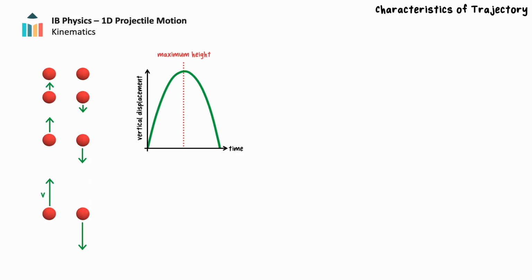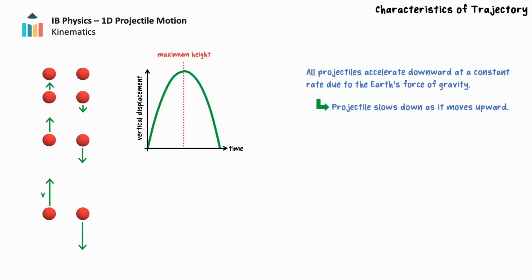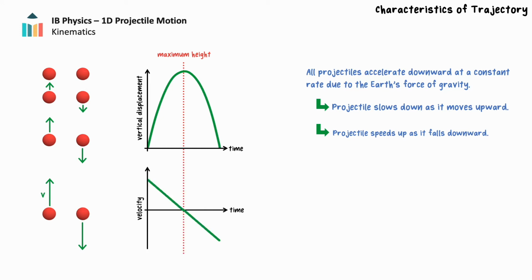Throughout their flight, projectiles accelerate downward at a constant rate due to the Earth's force of gravity. If air resistance acts on the projectile, the rate at which it accelerates downward changes. We'll explore this qualitatively later in this video. Projectiles slow as they move upward and speed up as they fall downward because of this acceleration due to gravity. If we plot a projectile's velocity as a function of time, we see this decrease in positive velocity as it moves upward, and increase in negative velocity as it falls downward.